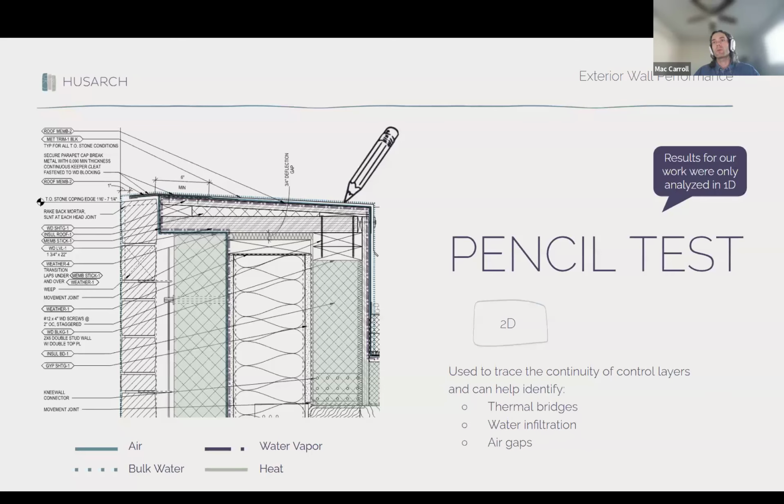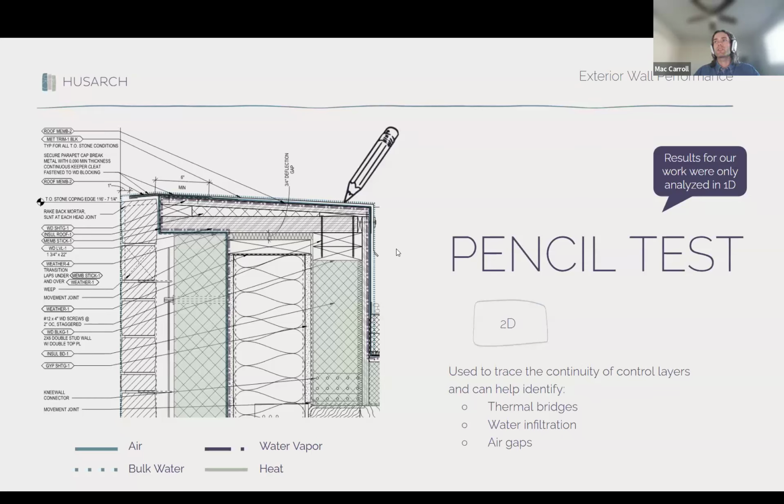and it may be performed with a physical pencil or it may be performed with a PDF markup tool. You use this pencil test to trace the control layers throughout the exterior of the building in a detail. What this does is ensure the continuity of these layers and can help identify thermal bridges and water infiltration and things like that.